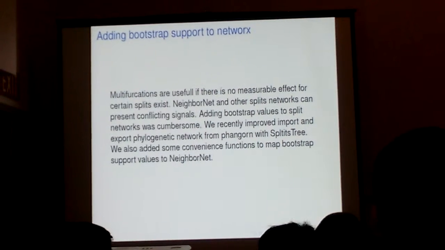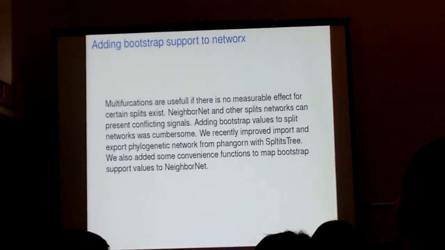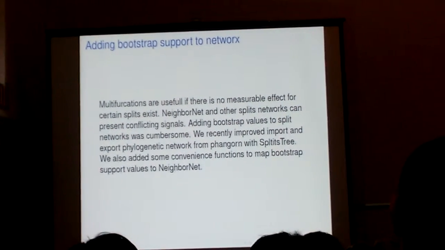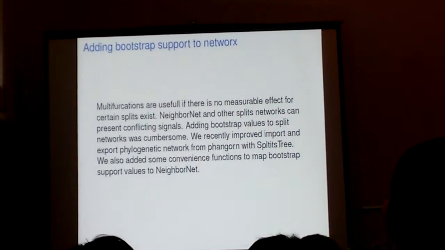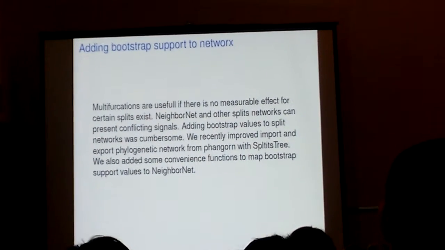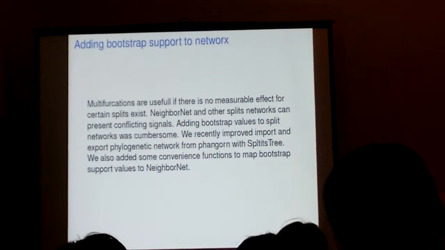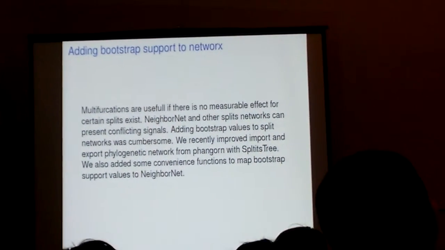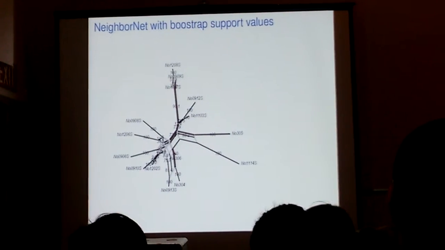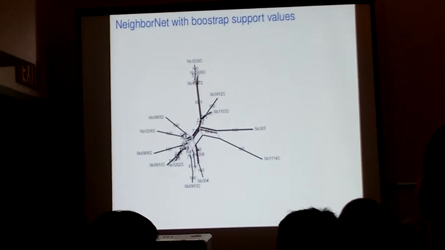So that was the one comment. The other one is that I just implemented in Pangolin a method to add support values to a network. It can use the format from SplitsTree, and you can take a bunch of trees and add the support onto a NeighborNet, for example, which some colleagues always did by hand. So that looks pretty much identical to a SplitsTree output.